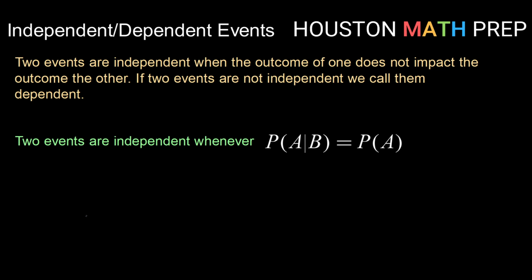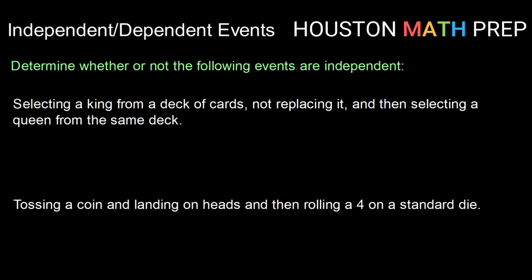Two events are independent whenever the probability of A given B is the same as the probability of A. That is, the fact that we know that B occurred does not impact our knowledge of what happens with A. So let's take a look at some examples and see if we can tell whether two events are independent or not.